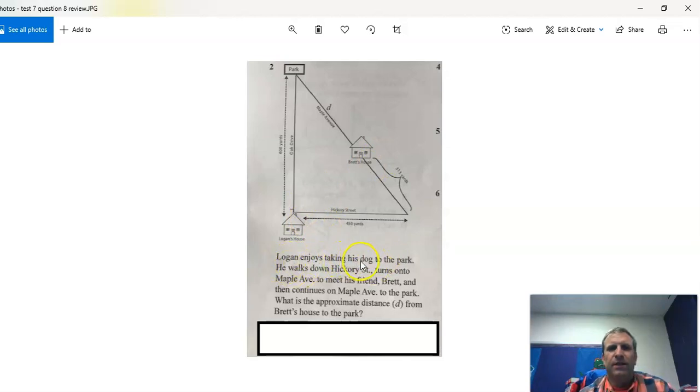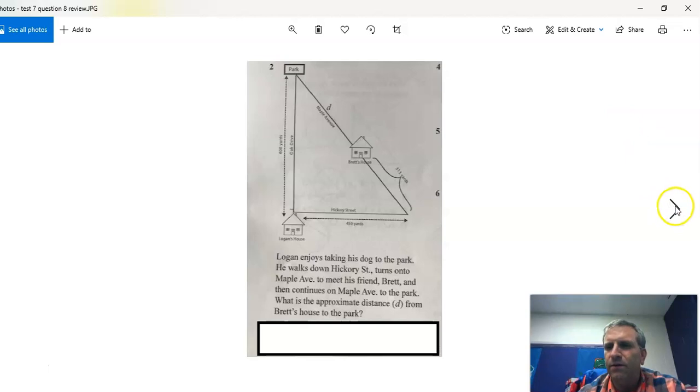Logan enjoys taking his dog to the park. He walks down Hickory, turns onto Maple to meet his friend Brett, and then continues on Maple to the park. What is the approximate distance from D to Brett's house? So they want to know what this distance is right here. If I have a right triangle like this, and it's implied whenever you're dealing with roads that it's 90 degrees, so I've got another a squared plus b squared equals c squared, but then I have to look at this little part right here.